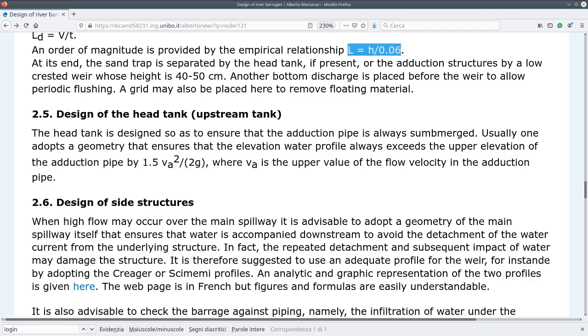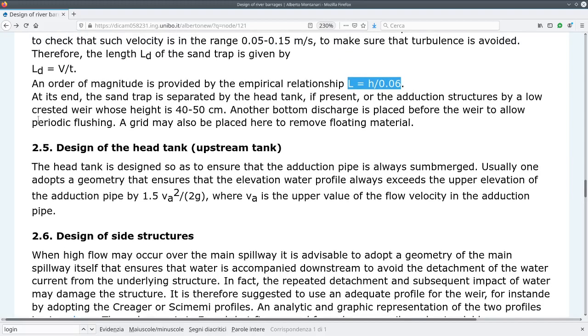The length of the sand trap is given by h divided by 0.06. This is a very rough rule of thumb. It gives you a very first order of magnitude. And another thing, I see that there is this relationship here.